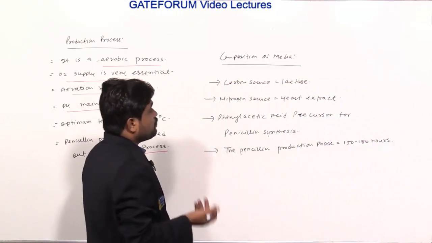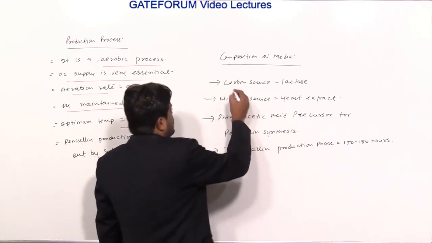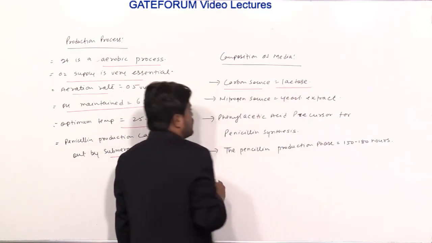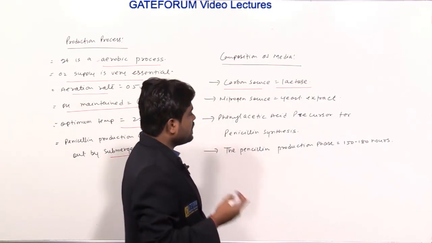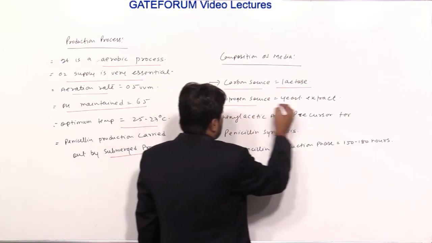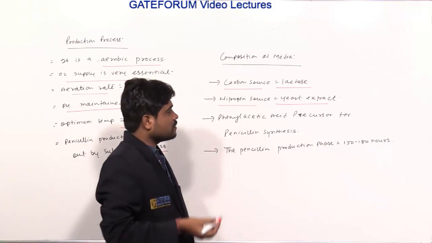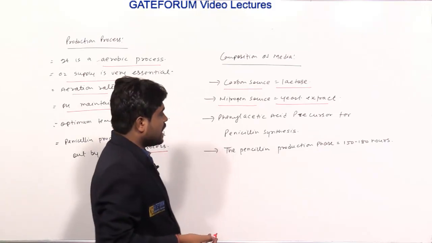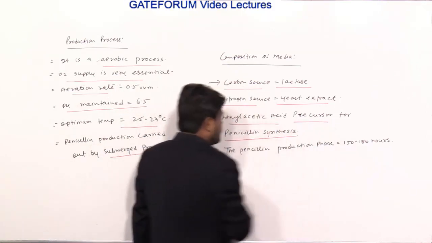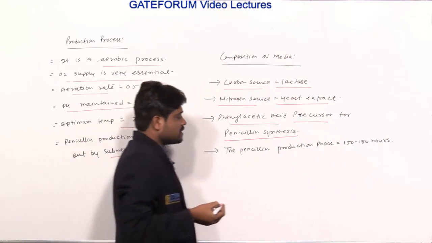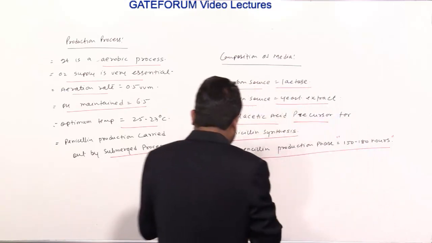And here, what is the composition of the media? If you can see the composition of the media, the first is the carbon source, that is lactose. Then the next is the nitrogen source, which consists of yeast extract, and the phenyl acetic acid, that is the precursor for penicillin synthesis, and the penicillin production phase mainly consists of 150 to 180 hours exactly.